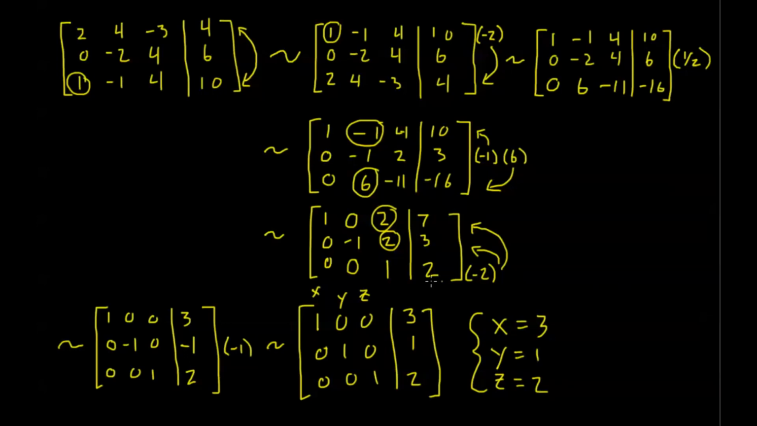And that's going to be a solution to our original equations, which again were 2x plus 4y minus 3z equals 4. And then here I have a -2y plus 4z equals 6. And I have x minus y plus 4z equals 10. So go ahead and plug in x equals 3, y equals 1, z equals 2 here, and on the left you'll always get 4, 6, and 10 for this system.